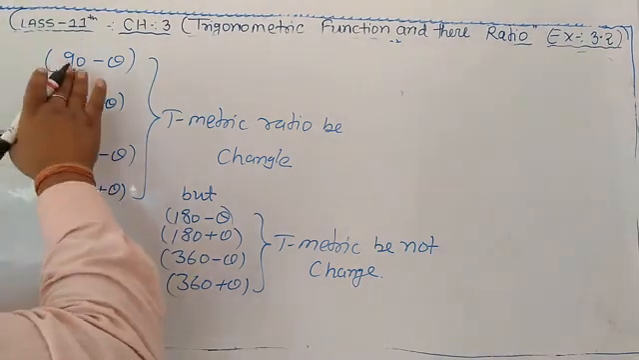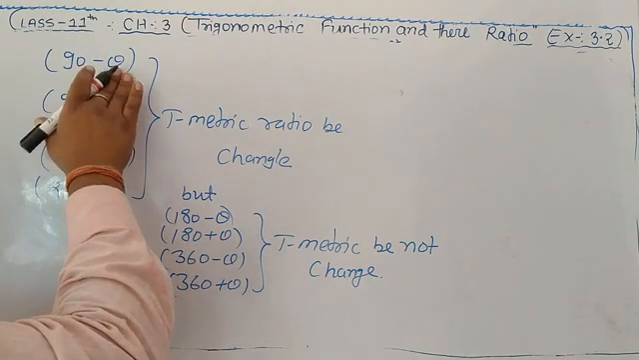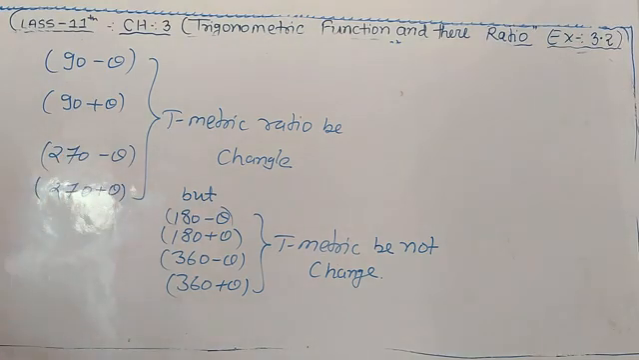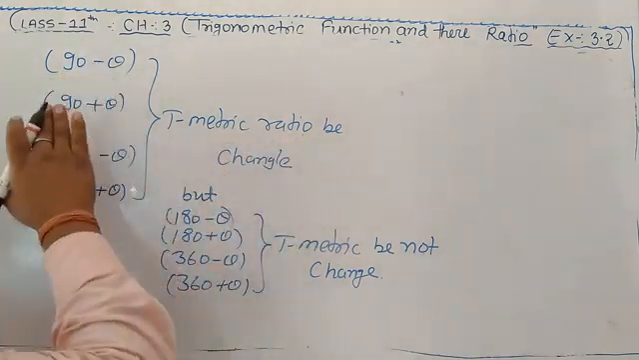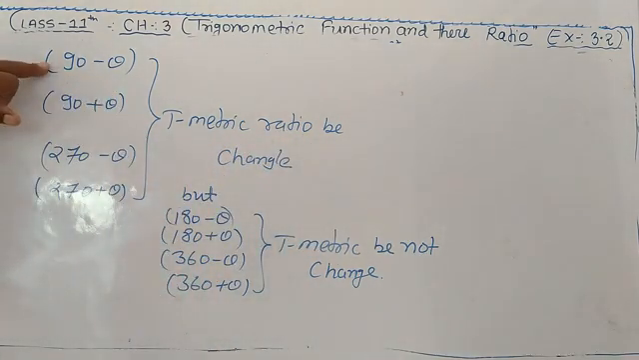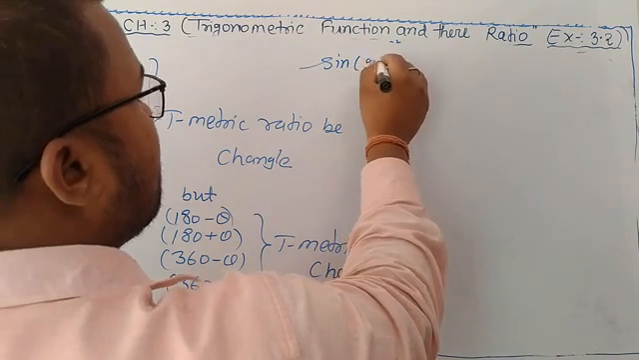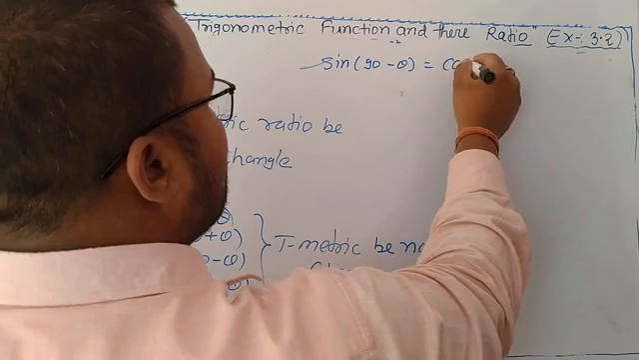Very, very important application, student. For 90 minus theta, 90 plus theta, 270 minus theta and 270 plus theta, the trigonometric ratio is changed. For 180 and 360 angles, the trigonometric ratio is not changed. Not changed means sin 90 minus theta is equal to cos theta.